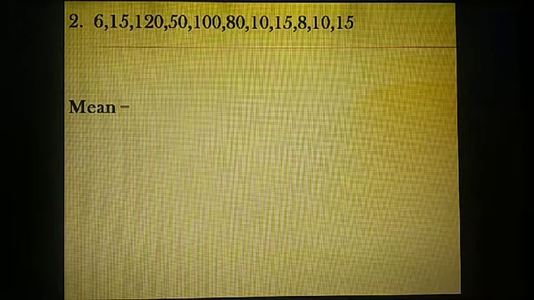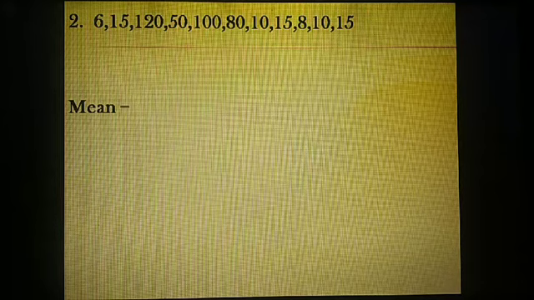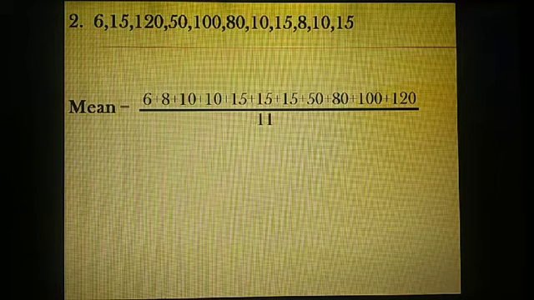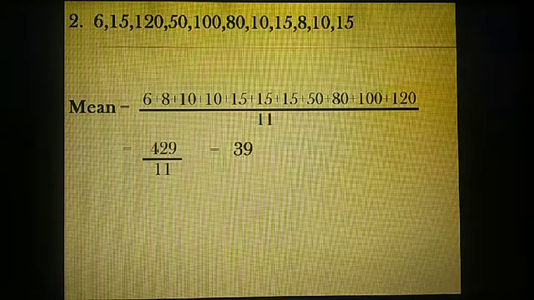How will we find the mean? You will add all the observations and divide by the total number of observations, that is 11. Now add all the observations. What will you get? Divide by 11. So this is your mean.